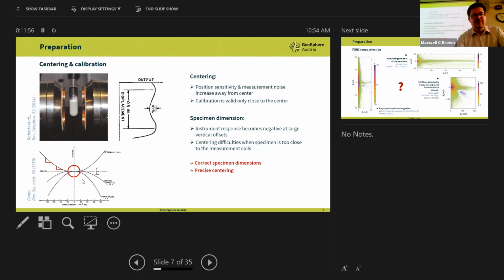And do not use excessively large samples. If the sample comes close to the poles, actually you go outside of this optimal region for the response function of the instrument. And again, the response will be very sensitive to the position of the sample, and you will get noise. So these are rules that need to be considered to optimize the signal to noise ratio.